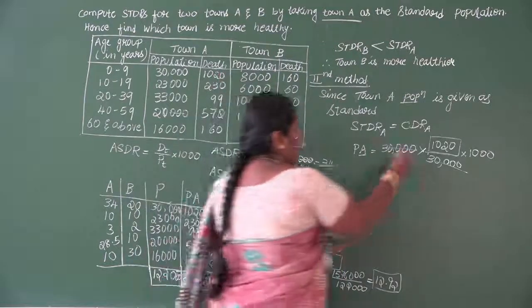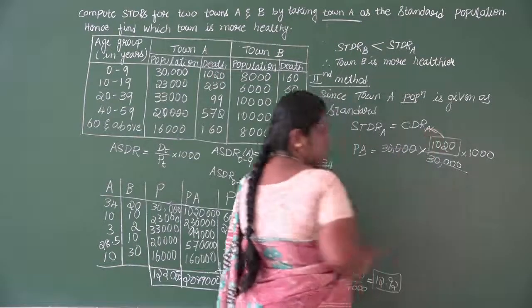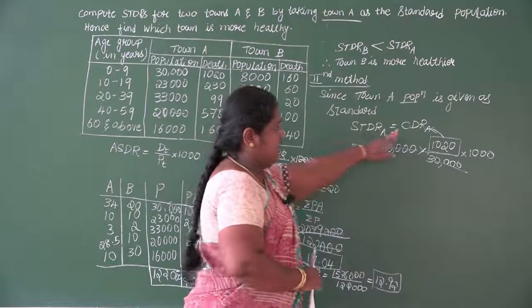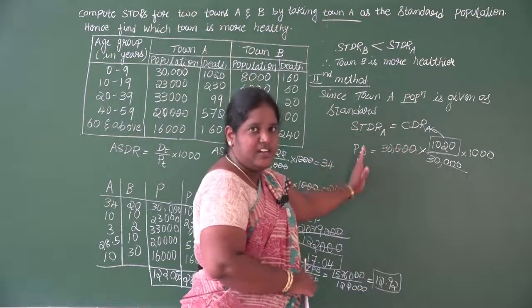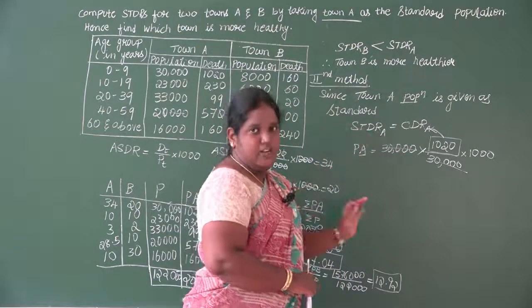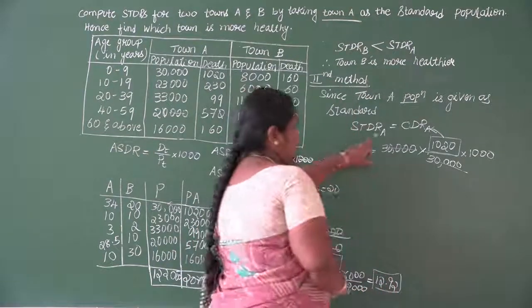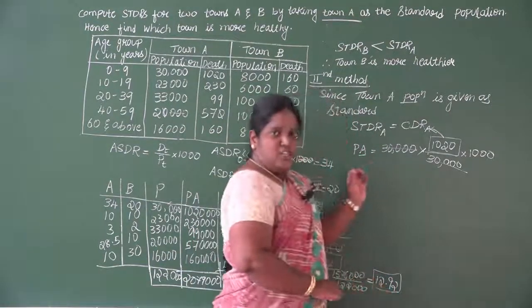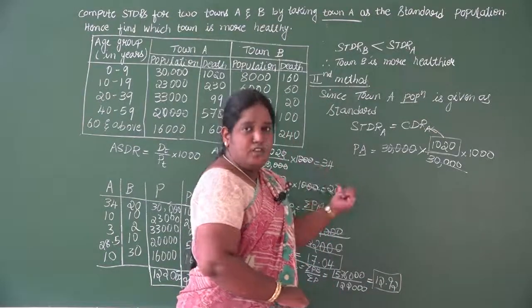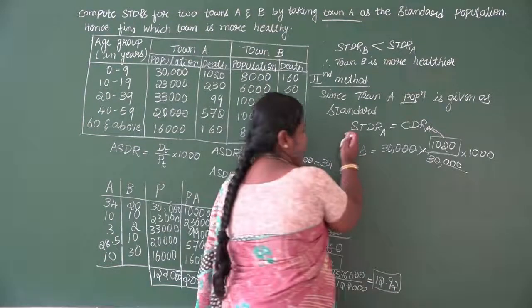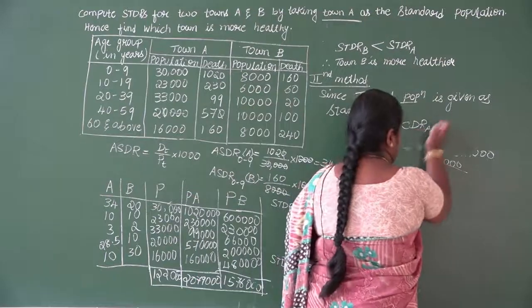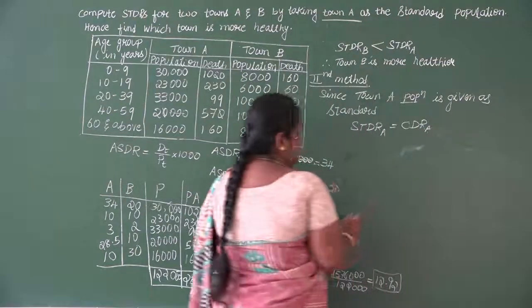So we are calculating CDR. If you calculate CDR, it is enough. You need not calculate standardized death rate for that, because standardized death rate and the crude death rate of the population will be same whenever the given population is standard. So here we'll be calculating only the CDR and not the STDR.